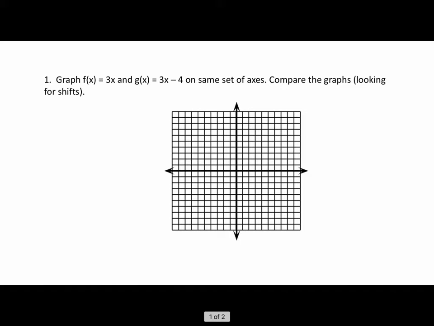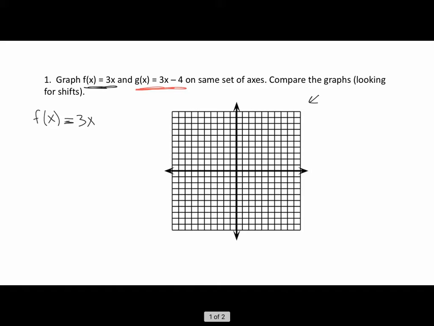In our first example here, we want to graph these two functions, f of x and g of x. And we want to graph them on the same set of axes, which is the rectangular coordinate system, so that we can compare the graphs looking for shifts. Okay. So let me graph the first function, f of x equals 3x.